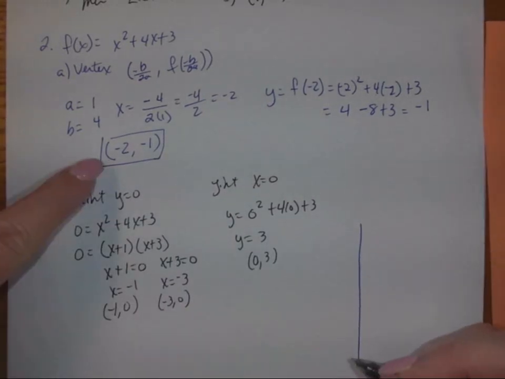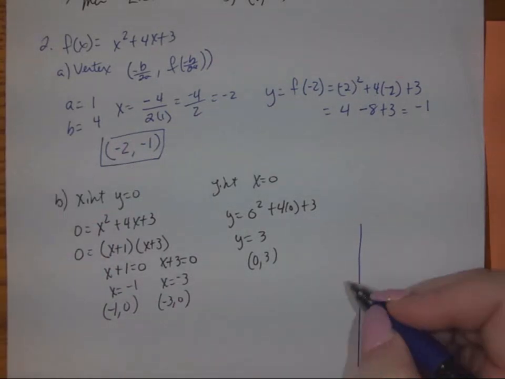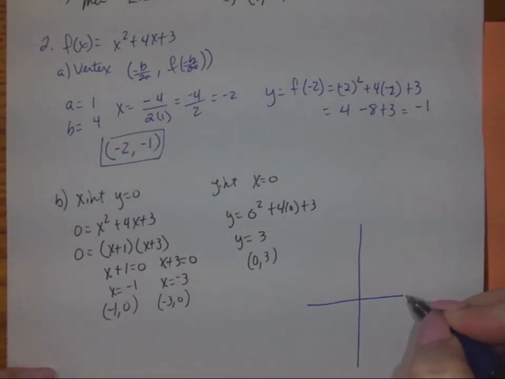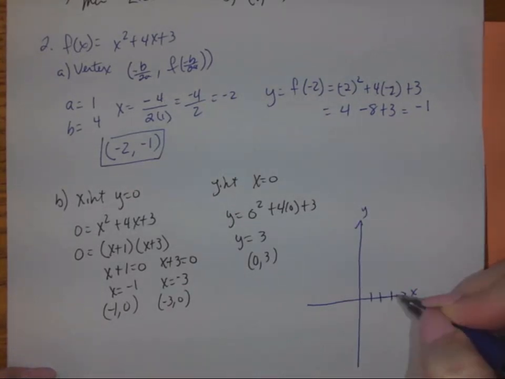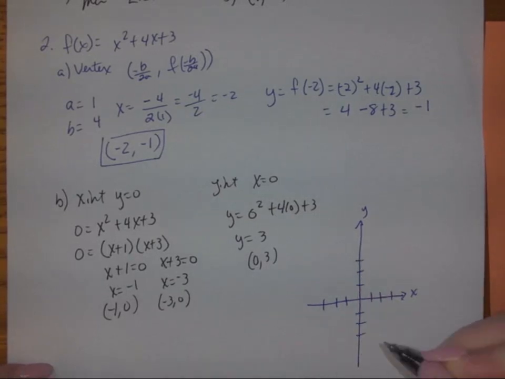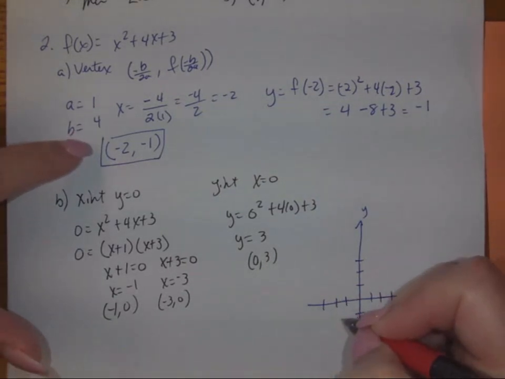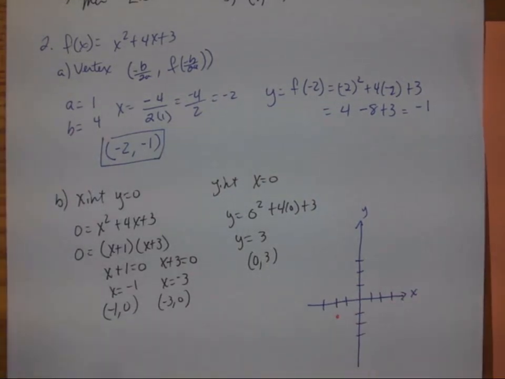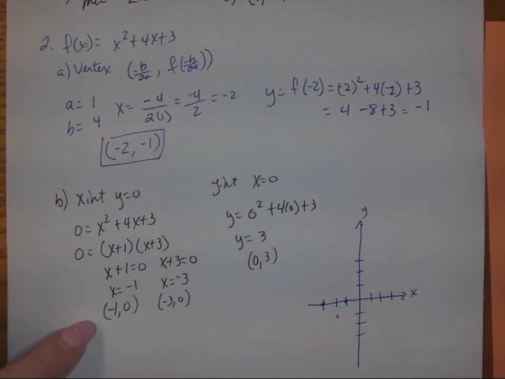So our numbers aren't too big. We have -2, -1, -1, -3, and 3, so we just really need to go to 3. So we have x, we have y, 1, 2, 3, 2, 3, 1, 2, 3, 1, 2, 3. Now let's graph what we know. We know that the vertex is at (-2, -1). We know that the x-intercept is at (-1, -3), and the y-intercept is at 3.